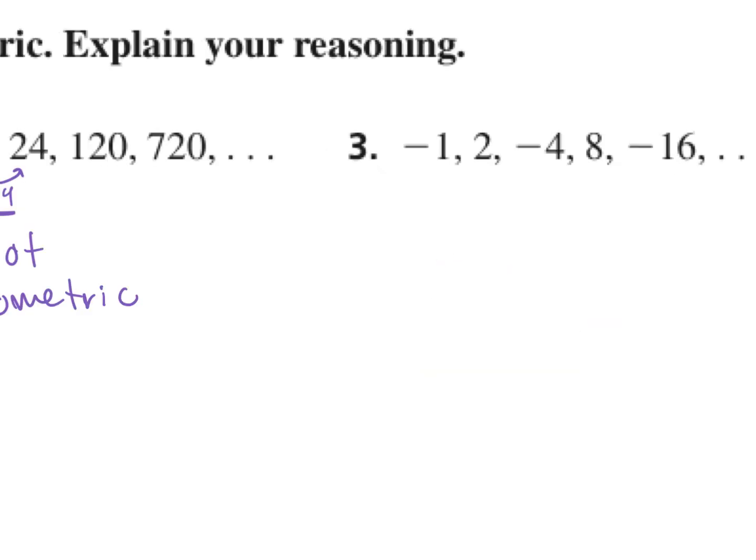For number 3, what am I multiplying to get from -1 to 2? -2. If I multiply 2 by -2, do I get -4? If I multiply -4 by -2, do I get 8? And if I multiply 8 times -2, do I get -16? So is this geometric? Yes, because we have a common ratio.